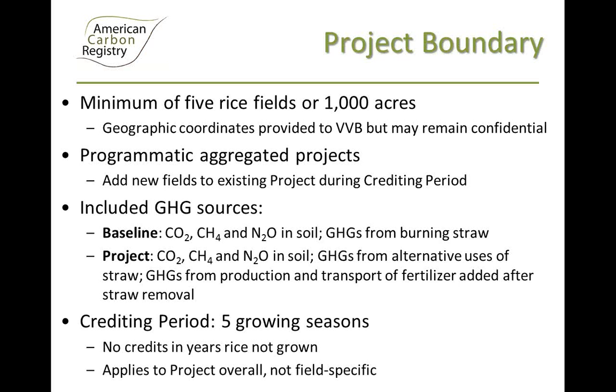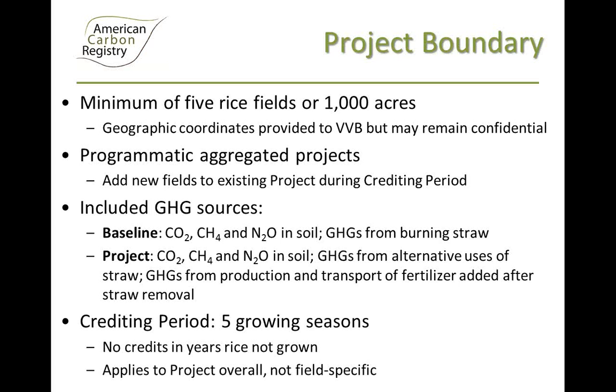And fields can also drop out, because in years when rice is not grown, for example in places where rice is grown in rotation with other crops, there's no crediting, there's only crediting in the years that rice is grown. In terms of the greenhouse gas sources, the main greenhouse gases are carbon dioxide, methane, and nitrous oxide in soil, and those are compared in the baseline and project scenario.